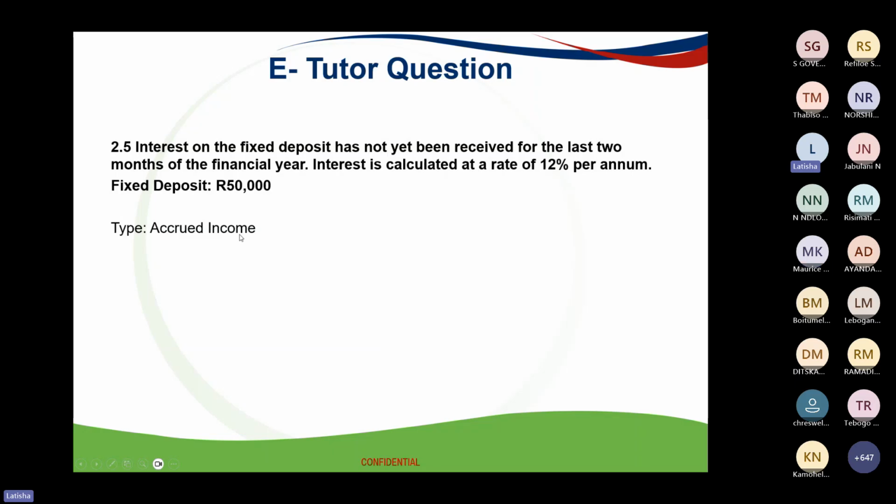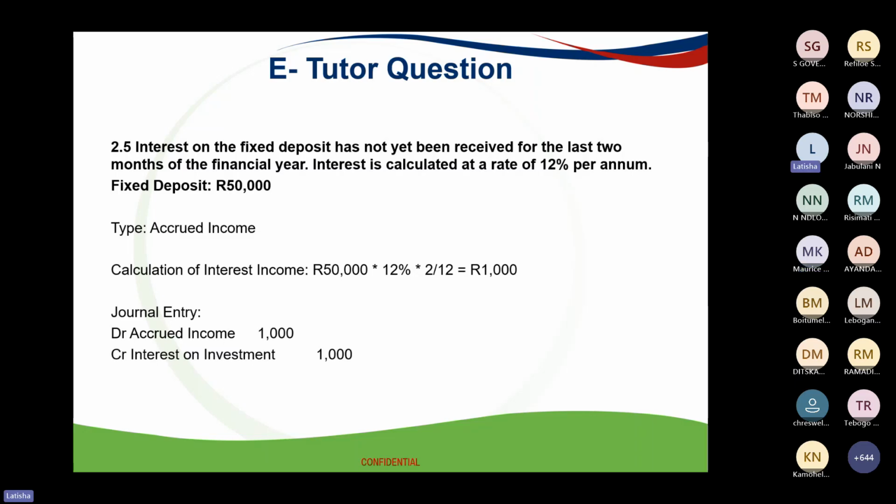Why would it be accrued income? Because it's income that has not yet been received. So that would mean it's accrued income. How do we calculate it? We would say 50,000, which is the fixed deposit amount, multiplied by the rate that we earn the interest income. And again, just remember always this 12% is per annum. So that if we just said 50,000 times 12%, that would give us 12 months. But they're saying here it's only the last 2 months that they haven't received. That is why we say times 2 divided by 12. That is how we're calculating it.